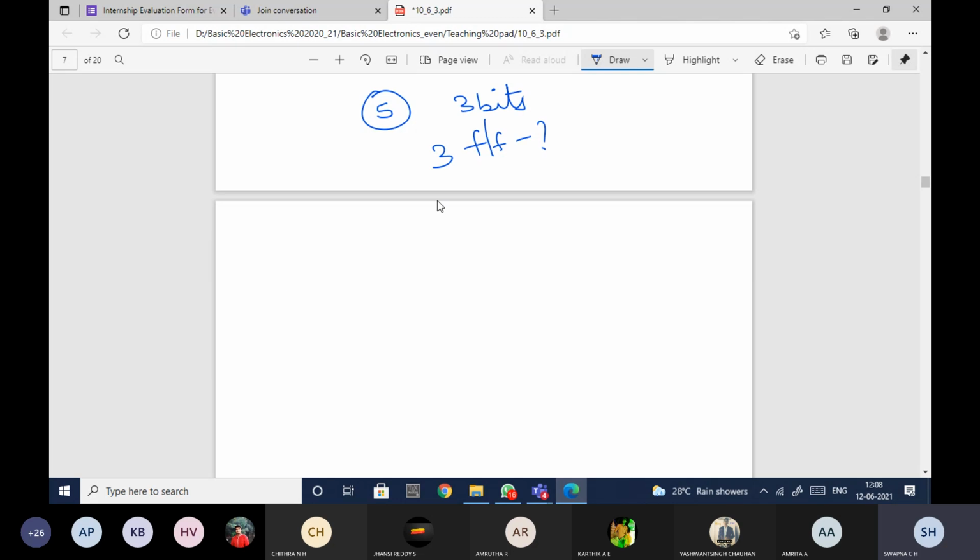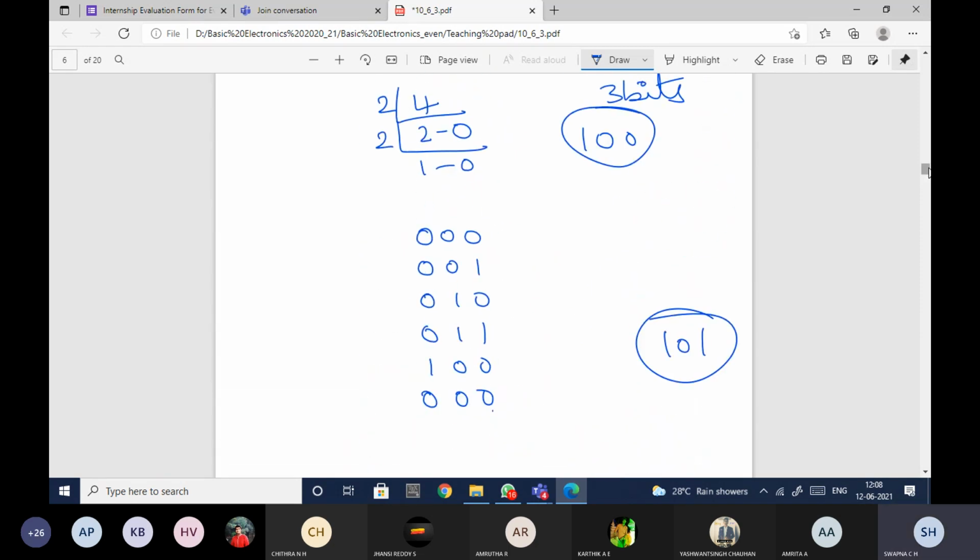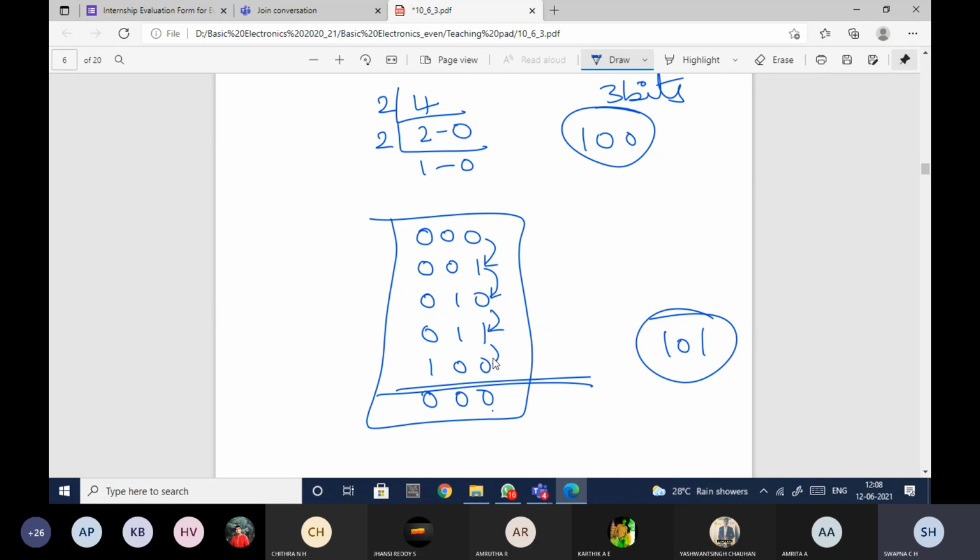Very good. Okay, which flip-flop is required? Which flip-flop is required to count this? See, again check. Toggling is happening everywhere, right? And if this is your Q1, Q2, Q3, okay, Q1, Q2, Q3, Q1 is toggling continuously. Okay, so which flip-flop is required?